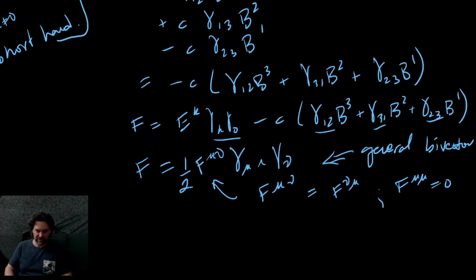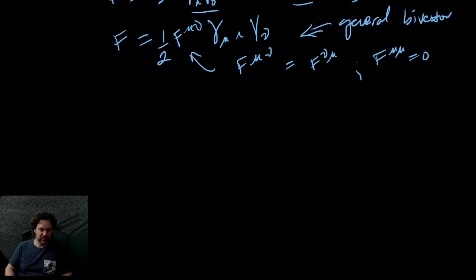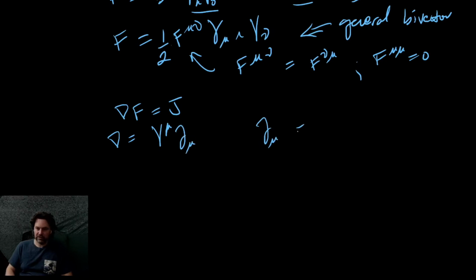That was a messy bounding box. So let's now just summarize what Maxwell's equations are. So we have grad F equals J. Grad was gamma mu d mu, and d mu is d dx mu.